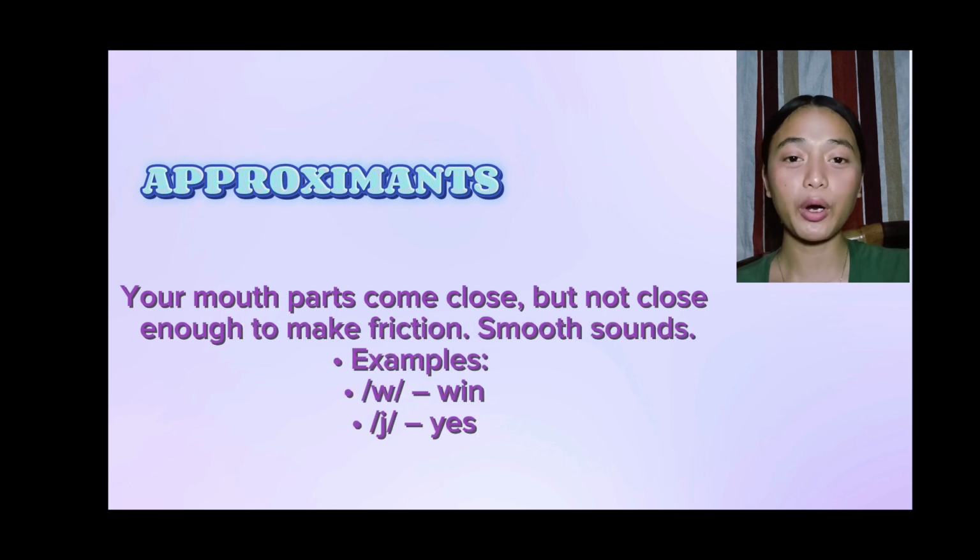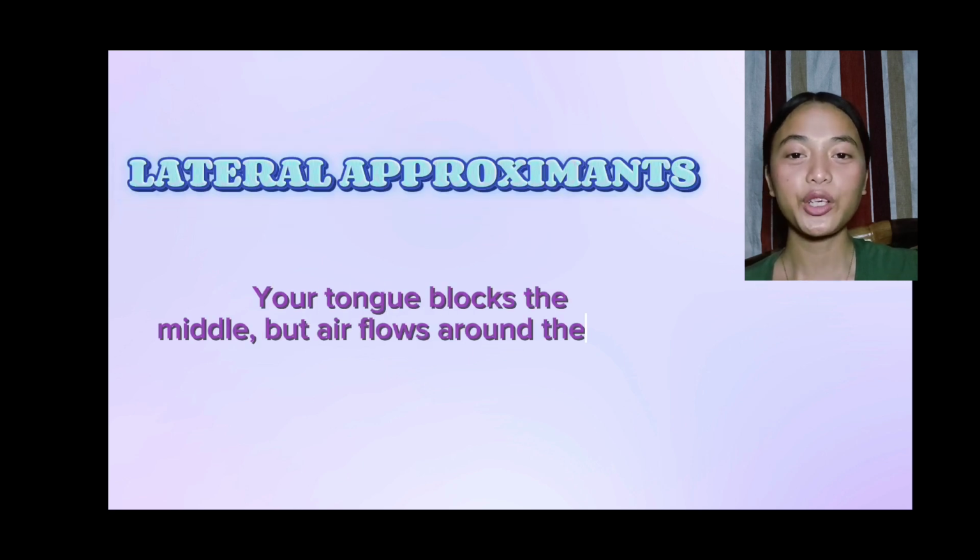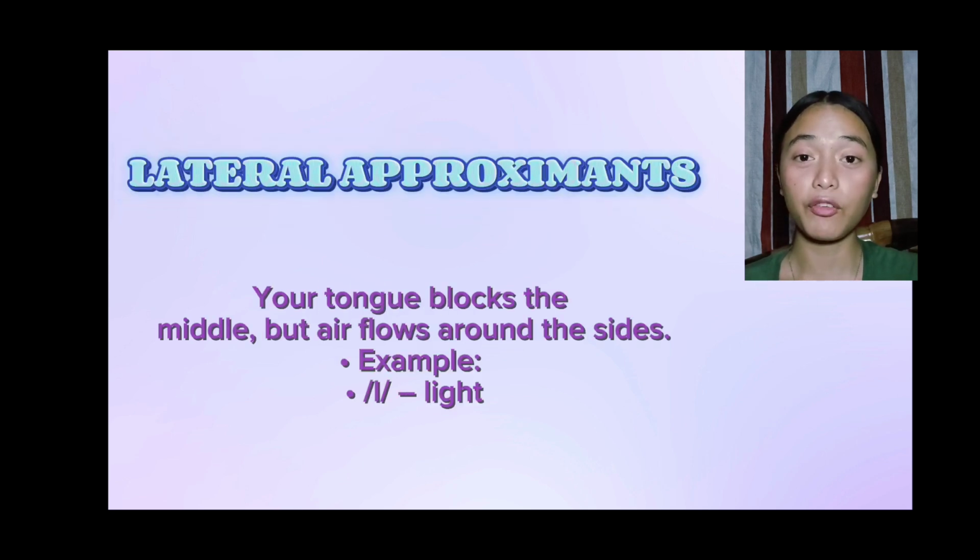This happens when your mouth parts come close but not close enough to make friction. Soft sounds like w, y, as in the words when and yes. And the last one is lateral approximant. This happens when your tongue blocks the middle but air flows around the sides, like l, as in let.